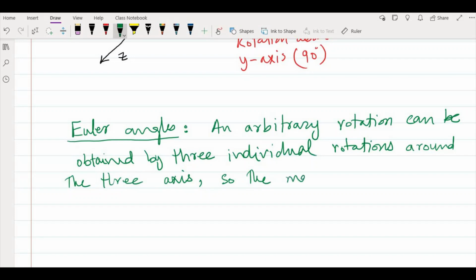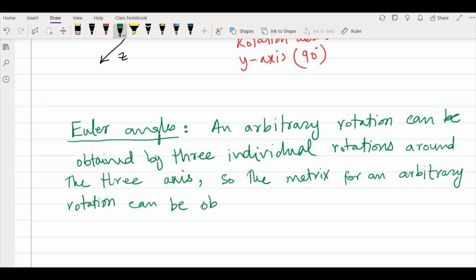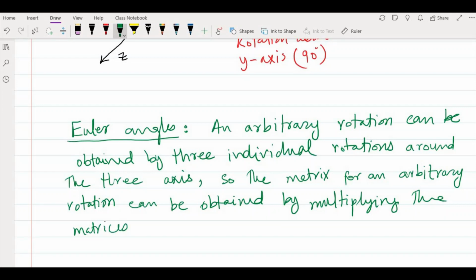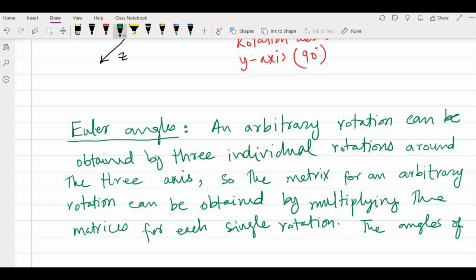So the matrix for an arbitrary rotation can be obtained by multiplying the matrices for each single rotation. So the angles of the rotation are called Euler angles of rotation.